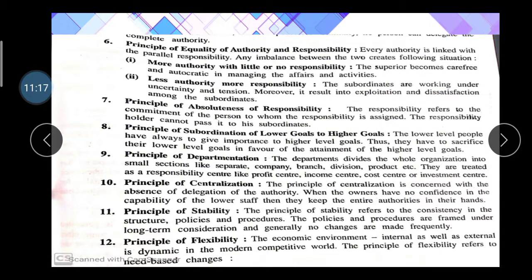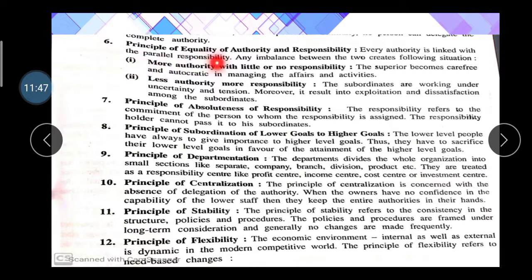Then the sixth one is the principle of equality of authority and responsibility. Authority and responsibility should always be in an equitable manner, in the same manner. Authority should not be higher than responsibility, and responsibility should not be higher than authority. If both are not in the same manner, it creates a disaster for the organization. Every authority is linked with a parallel responsibility, so any imbalance between the two creates the following situations.